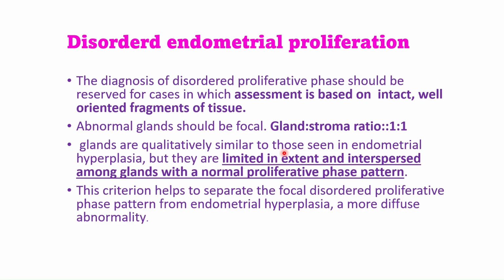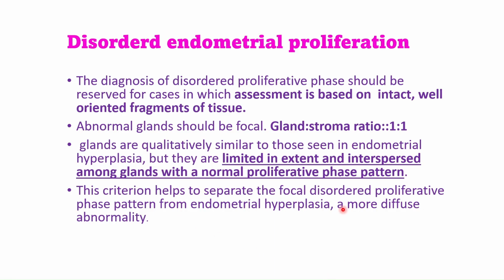So whenever we see the section, we have to see whether a number of the glands are showing these disordered proliferative changes, and we have to see the glands to stroma ratio. If it is normal, then it is a disordered proliferative endometrium. If it is increased, then we have to think of hyperplasia. And these dilated and proliferative glands are minimal in number, and they are admixed between the normal proliferative glands.